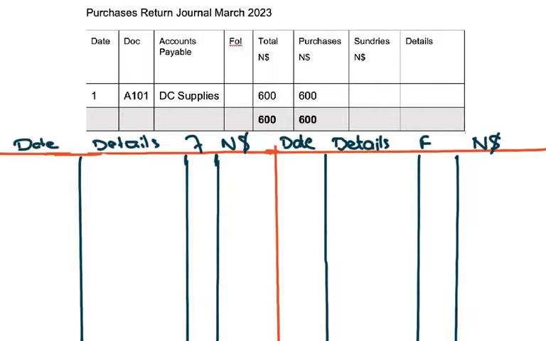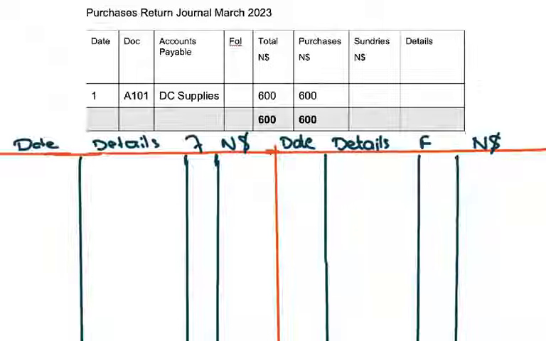When we look at the purchases return journal, and you will remember we can also call the purchases return journal the return outwards, because the goods are now going back to the supplier store. When we look at this journal, you will see that we have date, document, accounts payable. This is the name of the person that you bought from. You have a total column, and you have purchases, sundries, and details.